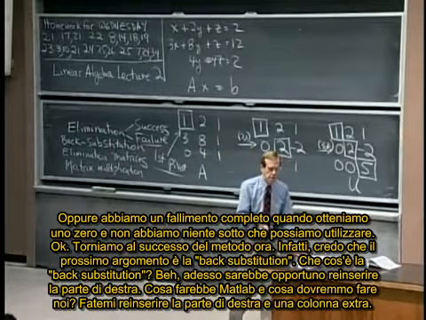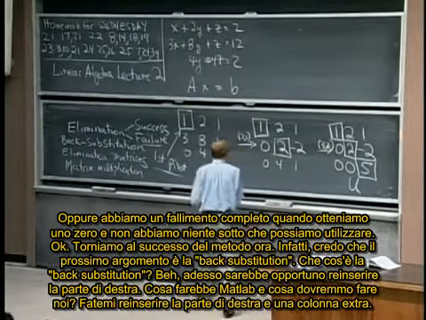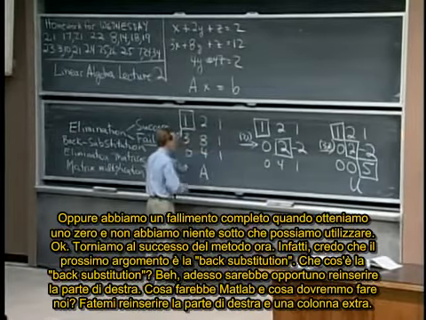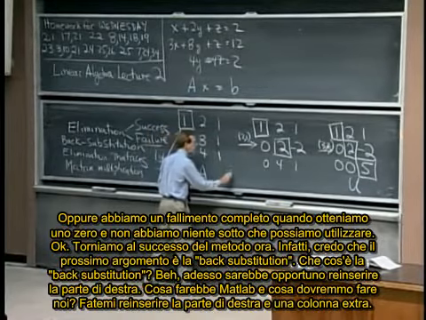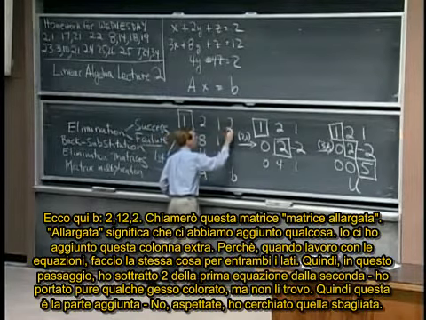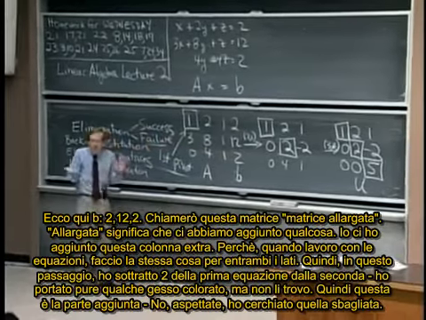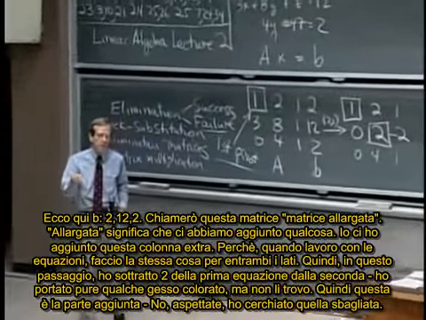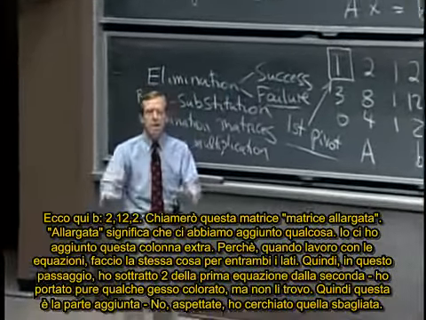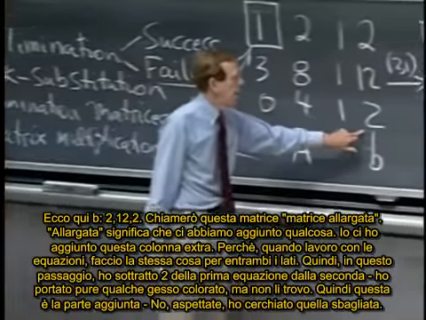So what would MATLAB do, and what should we do? Let me bring in the right-hand side as an extra column. So there comes B. So it's 2, 12, 2. This is what I would call the augmented matrix. Augment means you've tacked something on. I've tacked on this extra column.